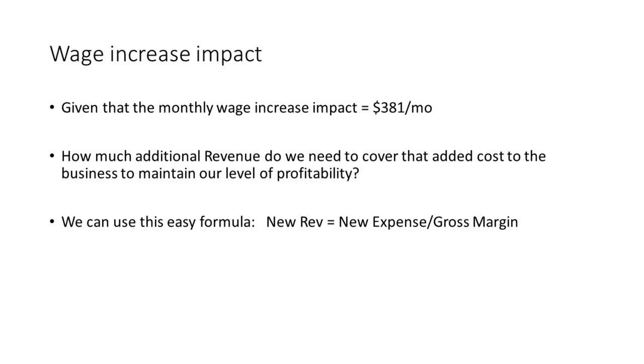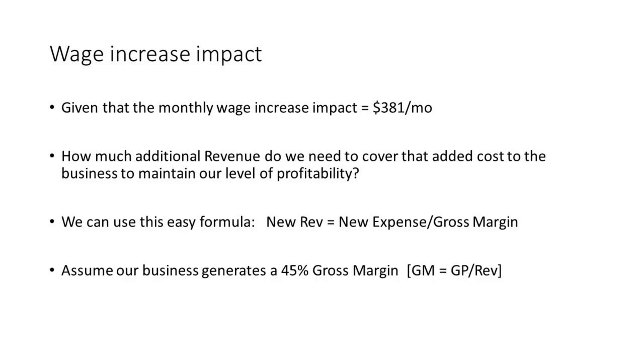And here's the formula. The new revenue we need to generate to cover the wage increase impact is equal to the new expense, which is that $381 a month, divided by the gross margin of our business. Now, let's just assume that our business generates a 45% gross margin. And as you may recall from an earlier video, gross margin is simply gross profit divided by total revenue.